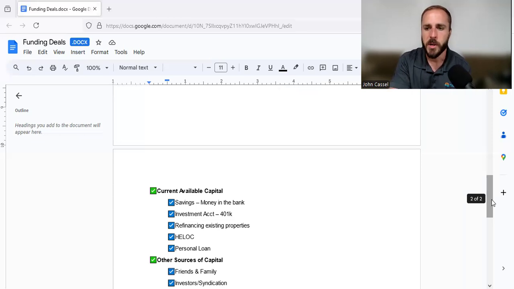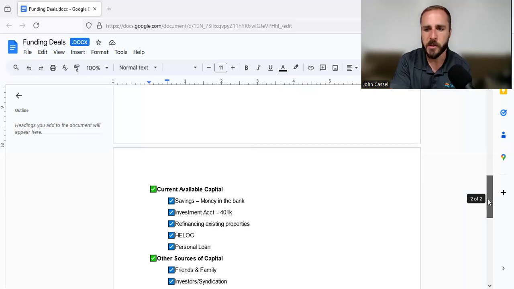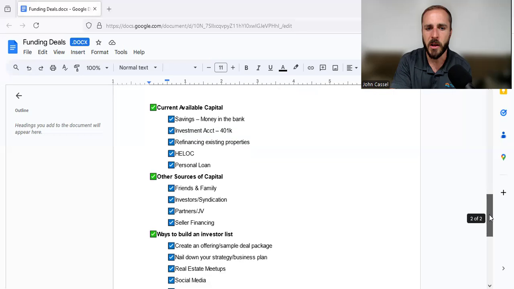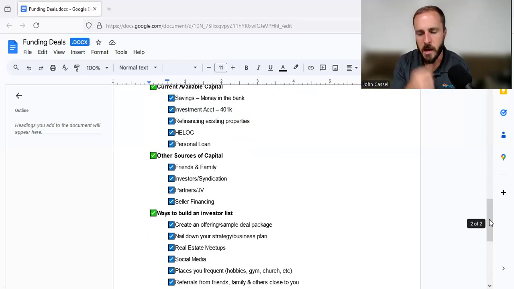So first you want to look at what do you have. And then you want to start digging into what other sources of capital you can have. So other sources of capital would be family and friends first. These are the easiest. These are the people that you have the best relationship with.